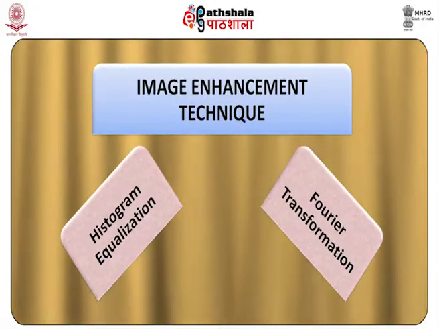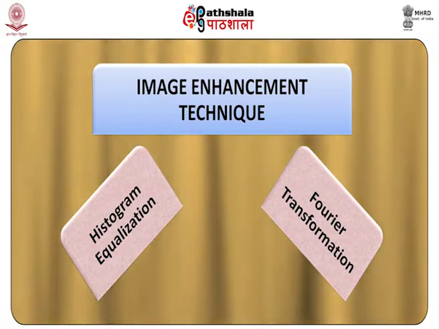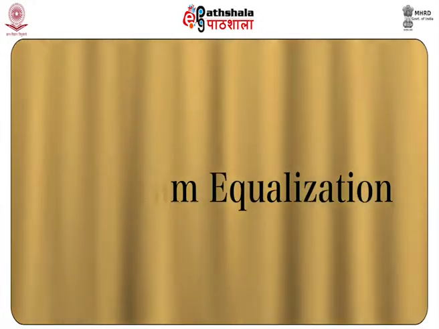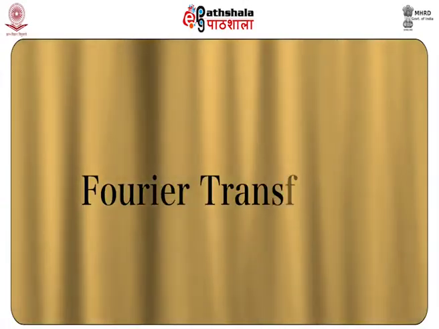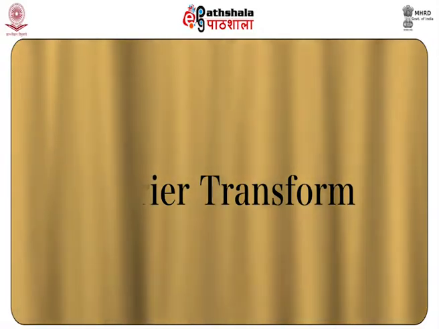The image enhancement technique involves two steps. Firstly, it is the histogram equalization and secondly, it is the Fourier transformation. So first, we will go with the histogram equalization. In histogram equalization, the pixel value distribution of the image is expanded so that there is an increase in the perceptual information. The figure here shows the original histogram of the fingerprint image and this second figure shows that of the histogram equalization. Next, moving on to the second procedure, that is the Fourier transformation or the Fourier transform.